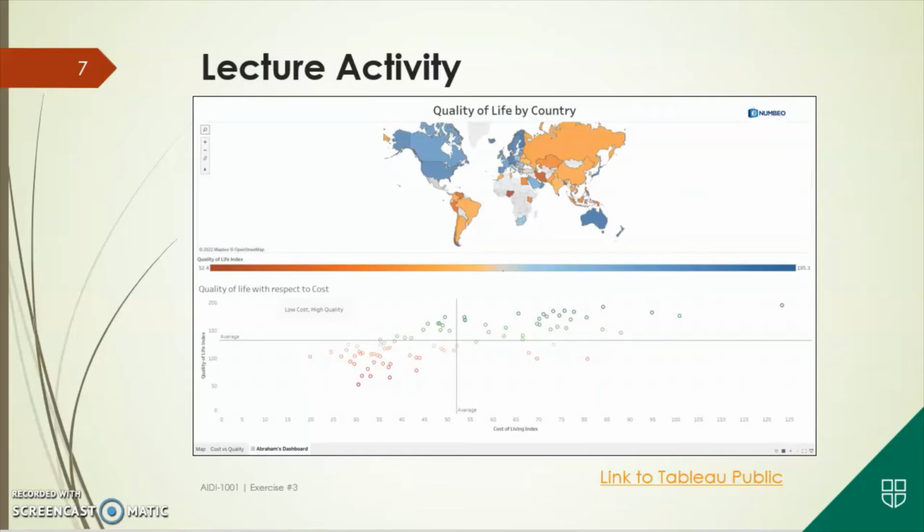And for the quality of life with respect to cost, I thought of it as a dependent and independent variable. So cost of life as a dependent variable and quality of life as the independent variable. So x and y, from the video I put it in the reverse order. I interchanged the x and y variables. I have also given the link to the Tableau Public.